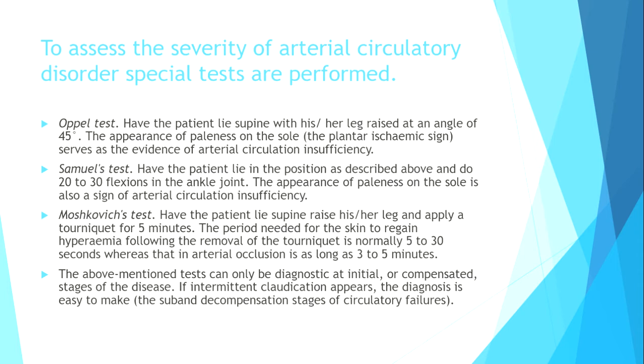Saveliev test. Have the patient lie in the position as described above and do 20 to 30 flexions in the ankle joint. The appearance of paleness on the sole is also a sign of arterial circulatory insufficiency. Mashkovich test. Have the patient lie supine, raise his/her leg and apply a tourniquet for 5 minutes. The period needed for the skin to regain hyperemia following the removal of the tourniquet is normally 5 to 30 seconds, whereas in arterial occlusion is as long as 3 to 5 minutes.